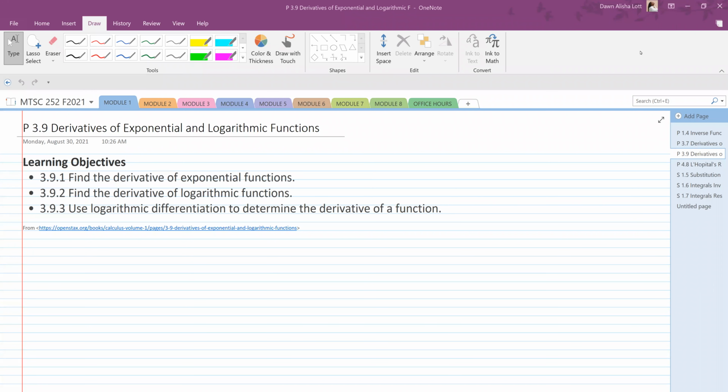So the goals that I want you to learn in this section are how to find the derivative of exponential and logarithmic functions and how to use logarithmic differentiation to determine the derivative of a function. So we are going to do this a little differently than the book does it. I like to start with the log. They start with the exponential, but we all end up in the same place. Okay, so we're going to define the natural logarithm first.